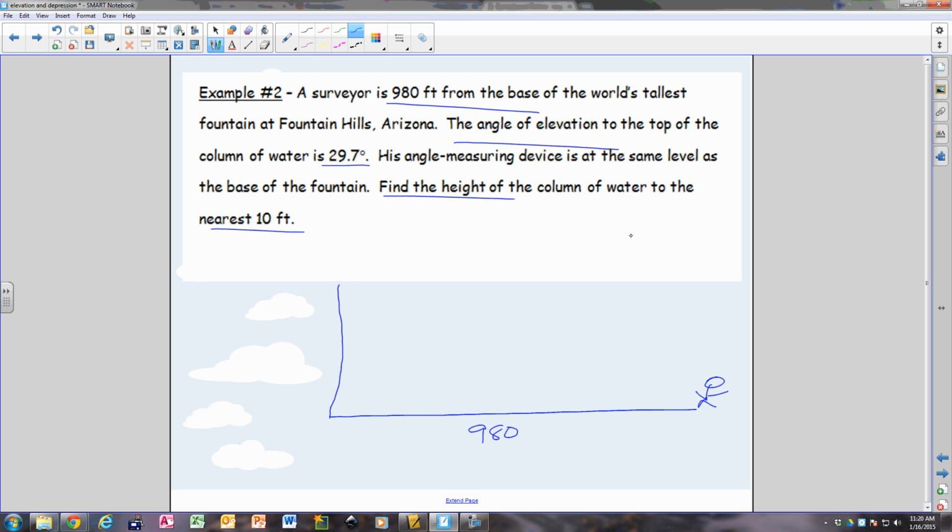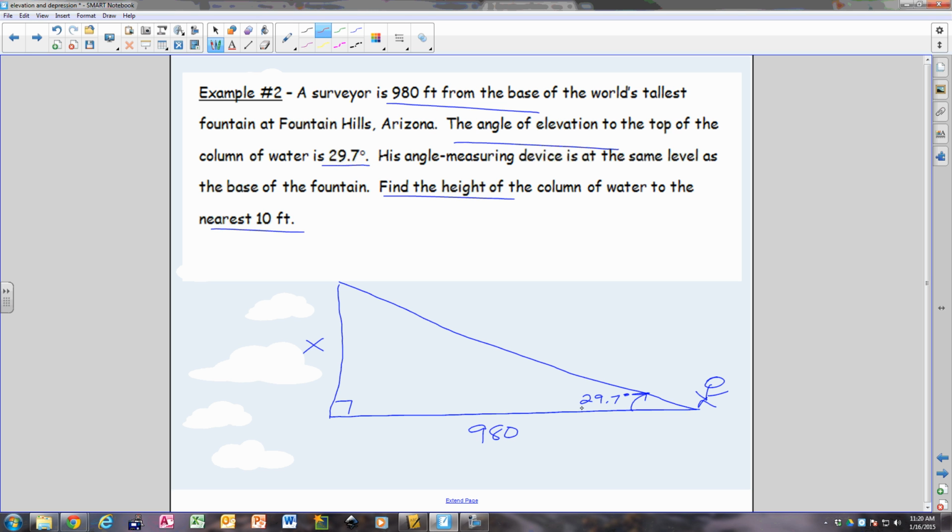And his angle of elevation to the top, so you start here at him and he's looking up because everything has to come from this horizontal, so he's going up, and that's 29.7 degrees. Of course, everything always makes a right angle with the ground. And they want to find this distance here. They want to find the height.